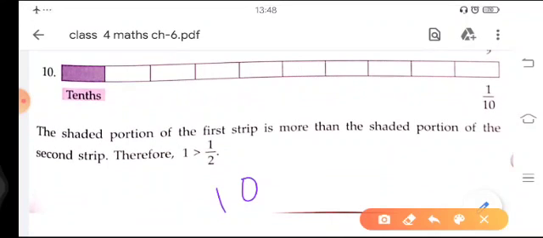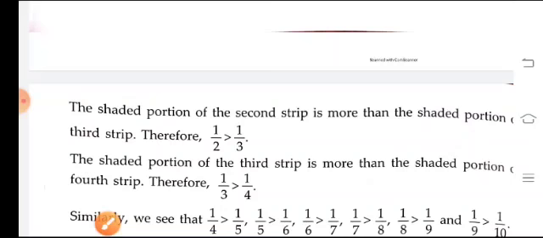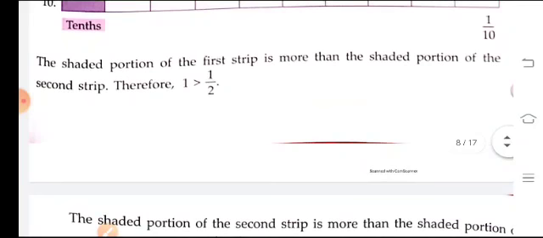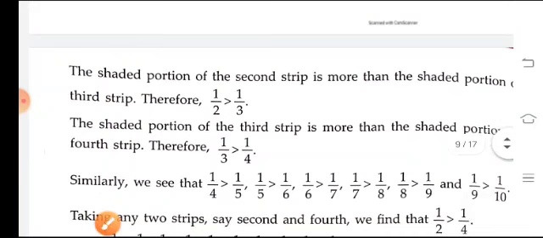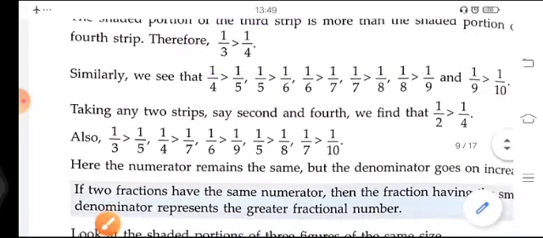In the first strip we shaded one part, right? In the second strip we shaded two parts, next 3, 4, 5 and so on. So now the shaded portion of the first strip is more than the shaded portion of the second strip. In the first we shaded one portion, so that will be more than that, right? The second strip will be more than the third strip, the third more than the fourth, the fourth more than the fifth, and so on. You can write it in this way.